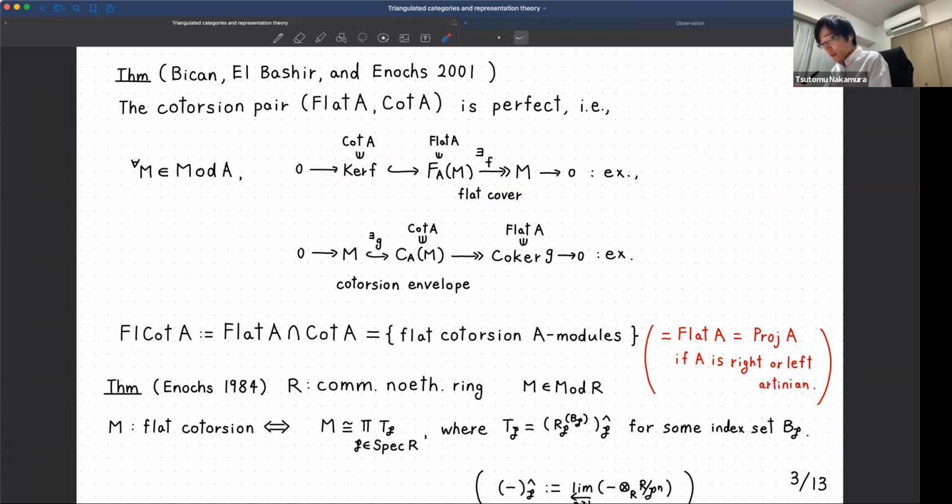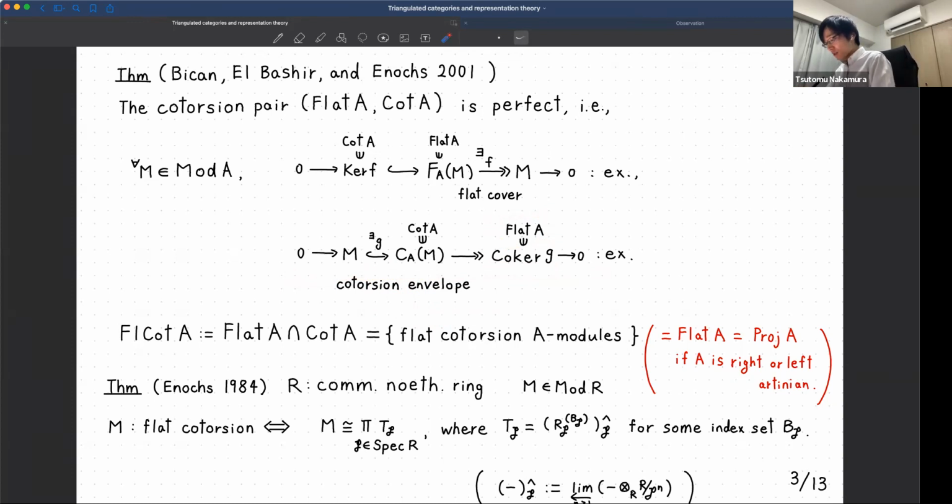As a dual, we have the cotorsion envelope. Namely, if there is a map from M to a cotorsion module C, then there is a map from the envelope CM to C making this diagram commutative. And if we consider such an extending map, then every extending map must be an isomorphism. Again, by Wakamatsu's lemma, the cokernel of G must be flat. So we do have an exact sequence of this form.